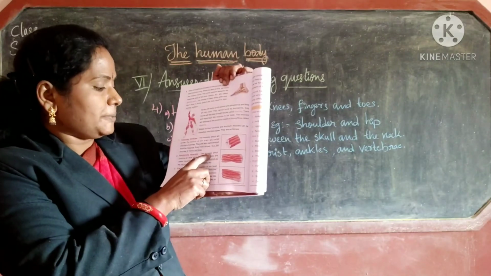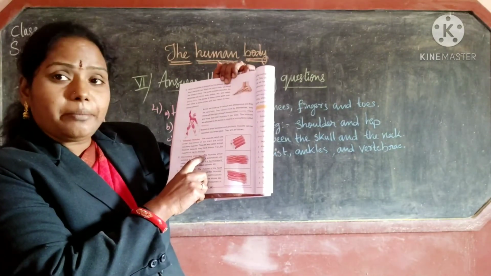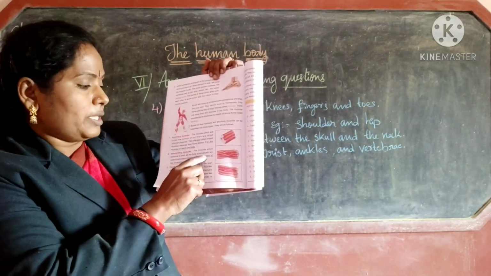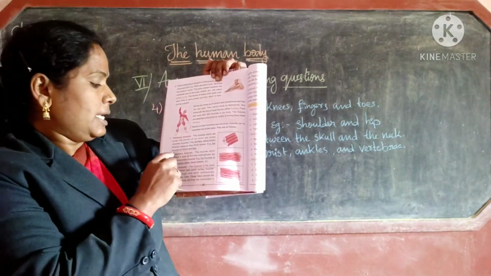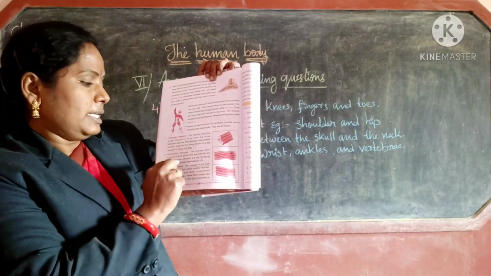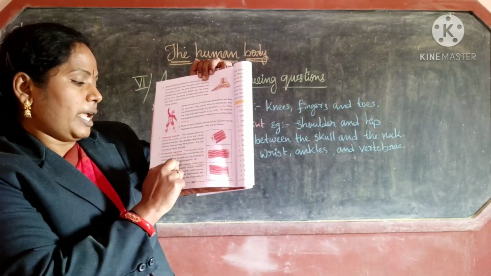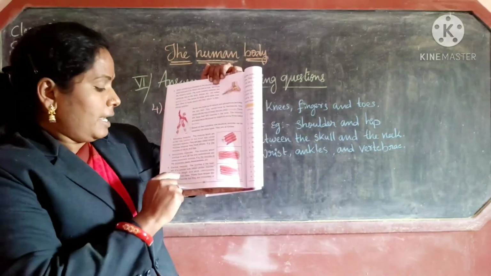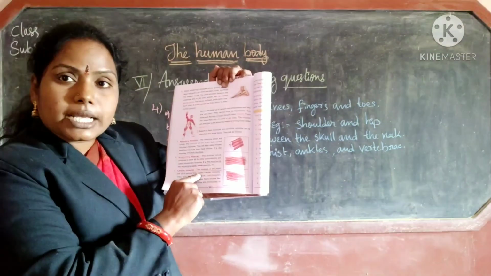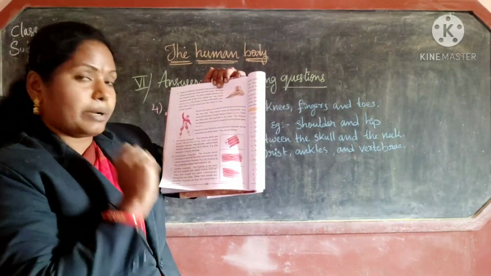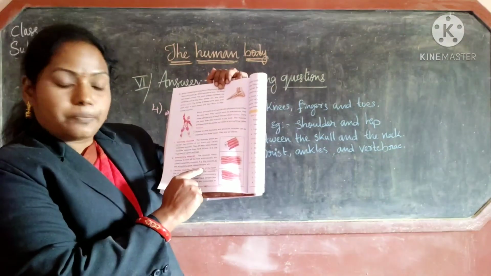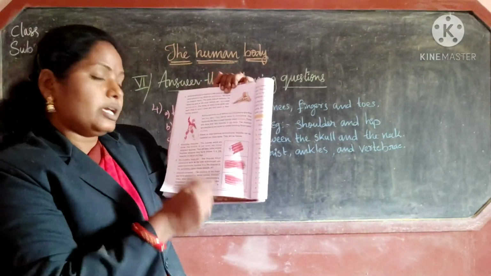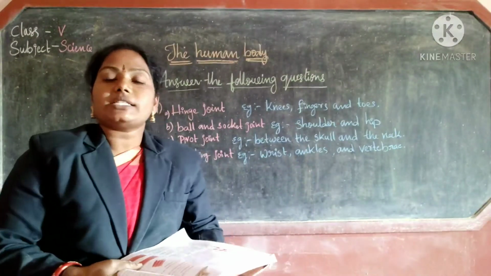Next, involuntary muscles. Example, the muscles of the alimentary canal and the blood vessels. Involuntary muscles, the muscles of the alimentary canal and the blood vessels. Next one is cardiac muscles. The muscles of the heart. Example, the muscles of the heart. Only this much. Which answer is this one?